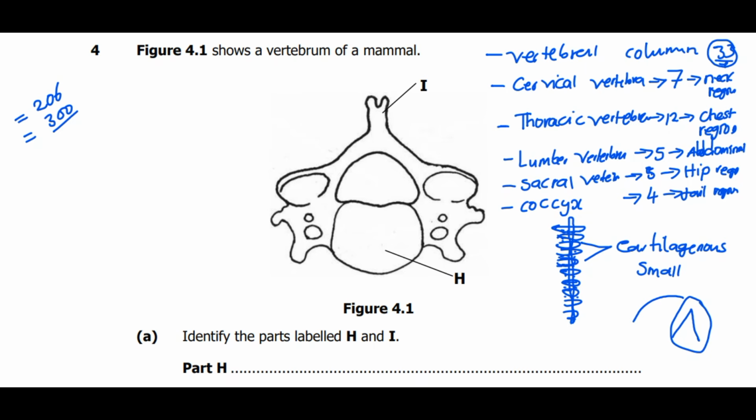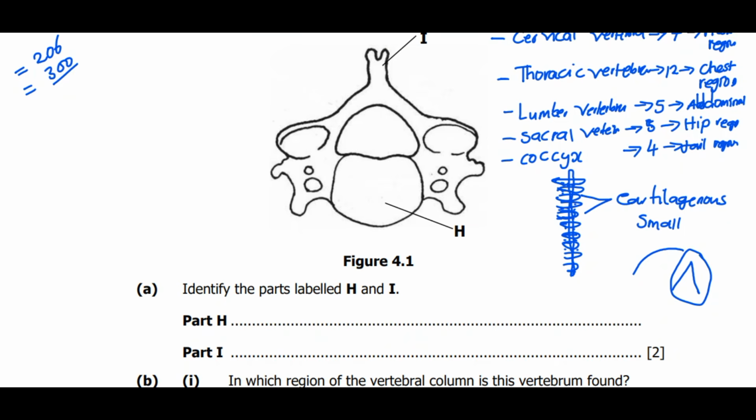Now away from there, we can look at identifying the parts of the body, H and I. So our H is what we call the centrum. Then for I, this is a neural spine. In some books you may find it as the spinous process. It's the same.